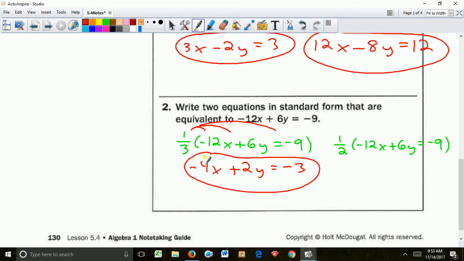You can have fractions for these if you want to. On this one, you can multiply everything by half. Half of negative 12x is negative 6x. Half of 6y is 3y. And then half of negative 9 is negative 9 halves.